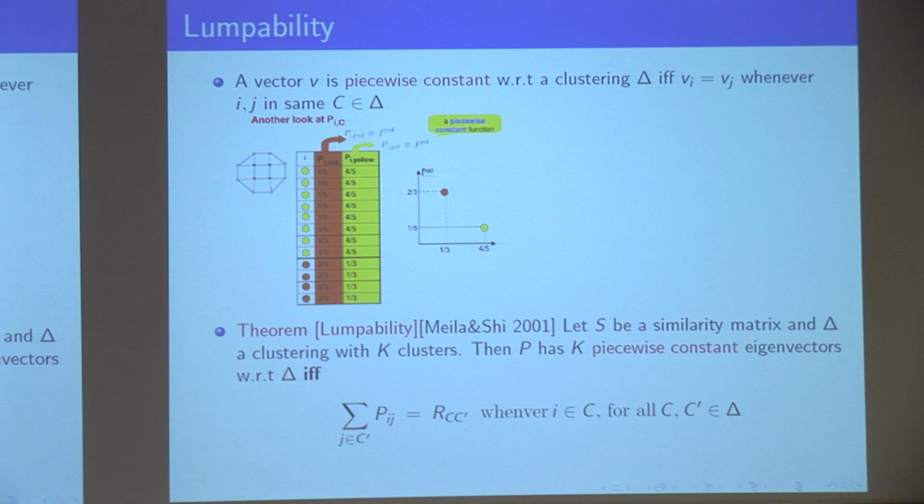And now this makes this proposal much more appealing, because to do these sums, I need to know the clustering. But computing the eigenvectors of a matrix is independent of any clustering. And what this theorem says is that the eigenvectors of the matrix will show if there is any clustering that is perfect with respect to this transition matrix.